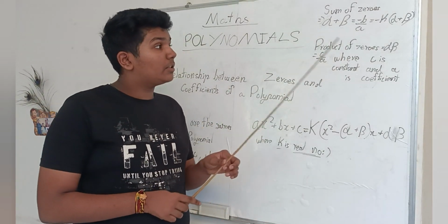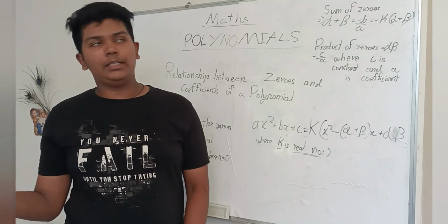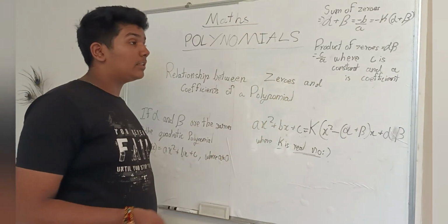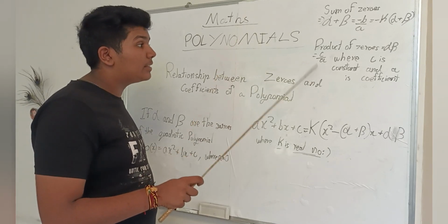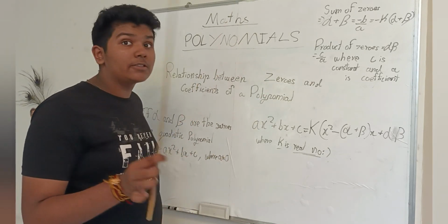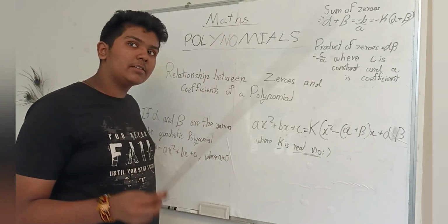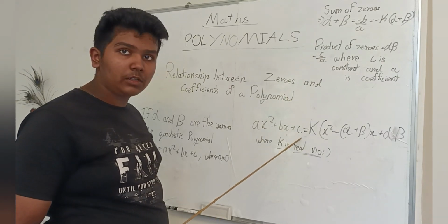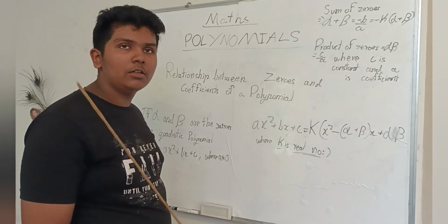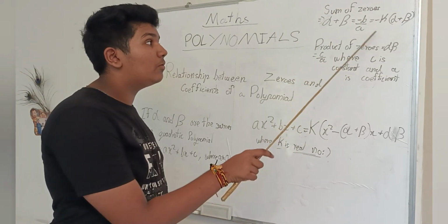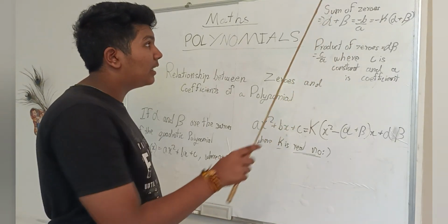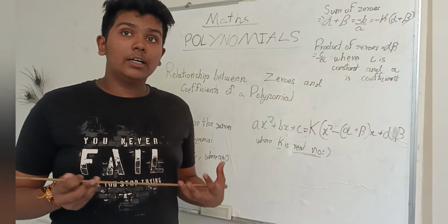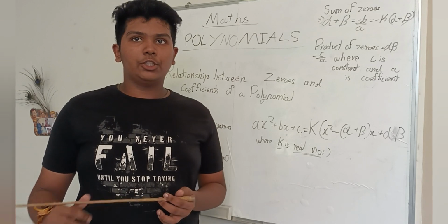So next is product of zeros. How do you do product of zeros? Alpha into beta. In fraction form, it is c by a, where c is the constant and a is the coefficient. So c is the constant, and we will be putting that in the numerator. A as usual will be the denominator. Now these two will be used for verifying, as I already told. And now we will be doing two problems of this relationship.